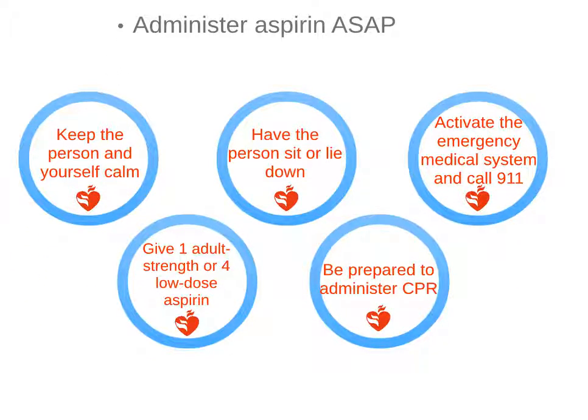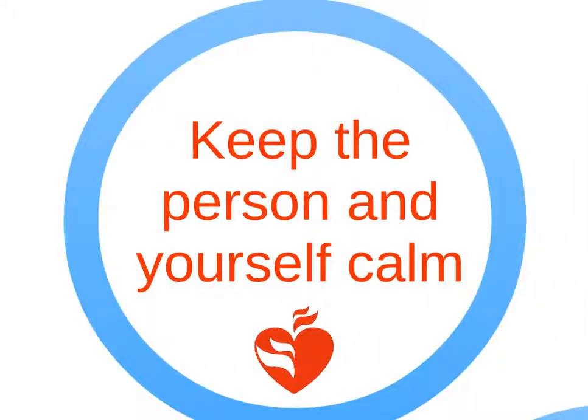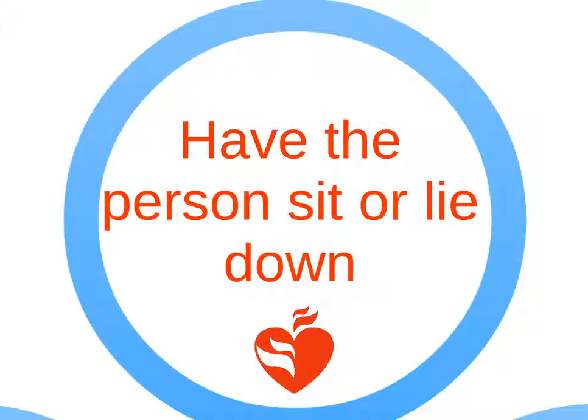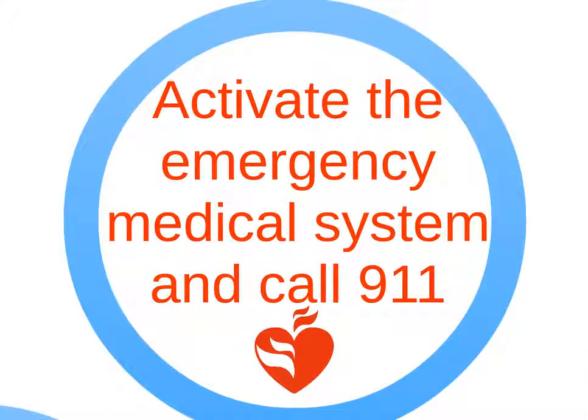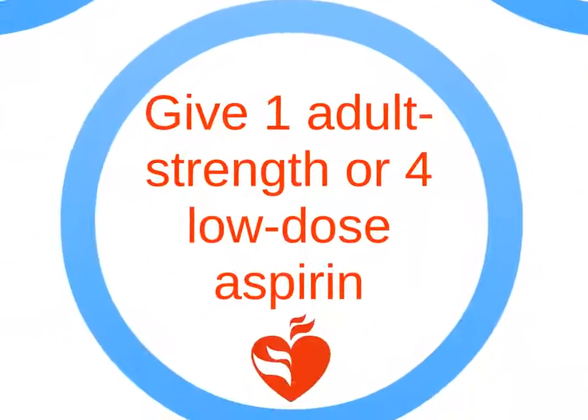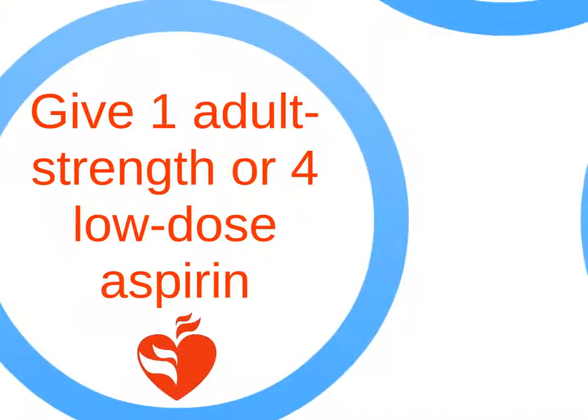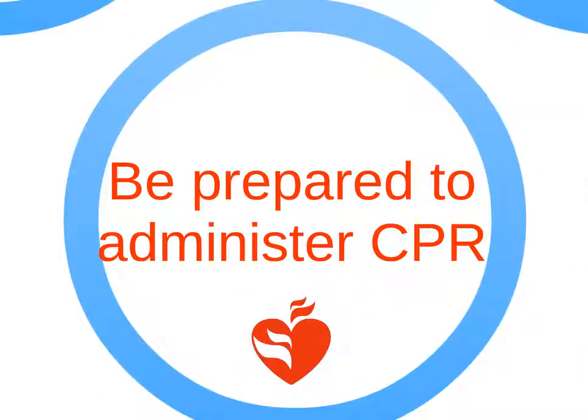Follow these steps when caring for a person experiencing a heart attack. Keep the person and yourself calm. Have the person sit or lie down. Activate the emergency medical system and call 911. Administer 1 adult strength or 4 low-dose aspirin tablets if there are not contraindications, and be prepared to administer CPR.